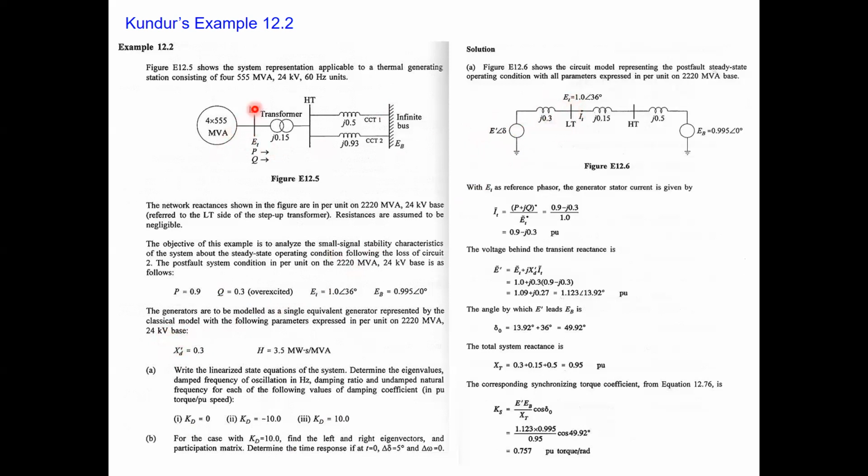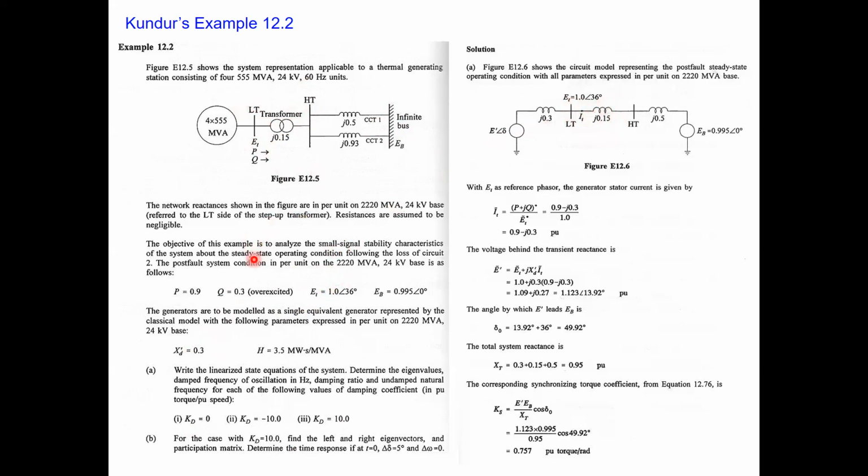And this is because the transformer has two sides. This is the low voltage side, the low terminal side, and this is the high voltage side terminal of the transformer, because you will step up the voltage through the transformer here. And then it is said that the voltage at the generator is one per unit. So it is this one.